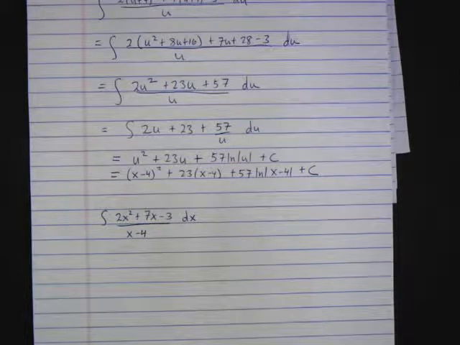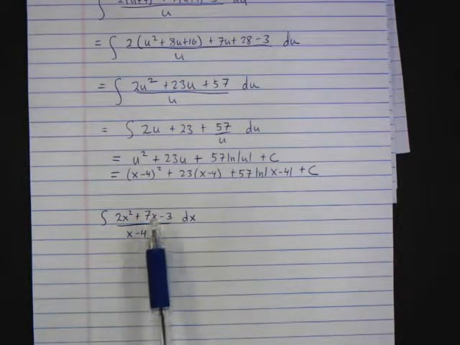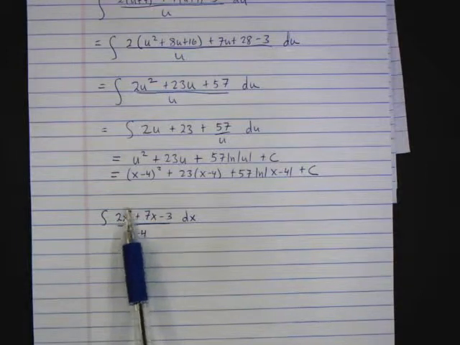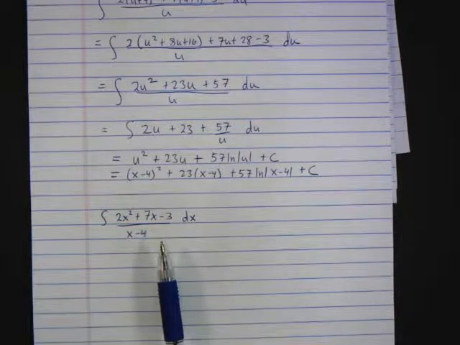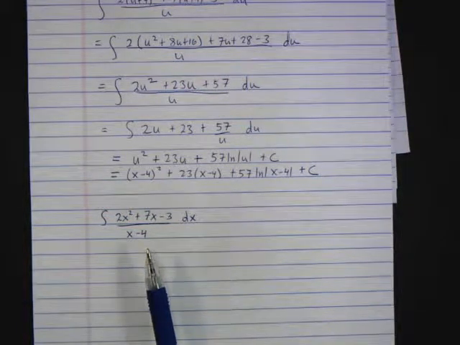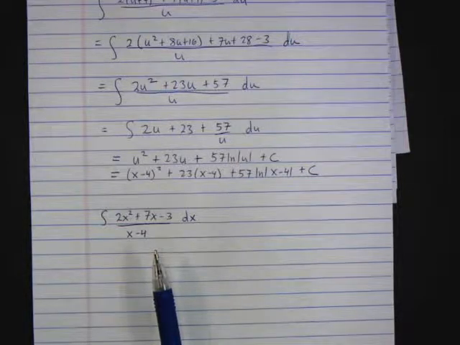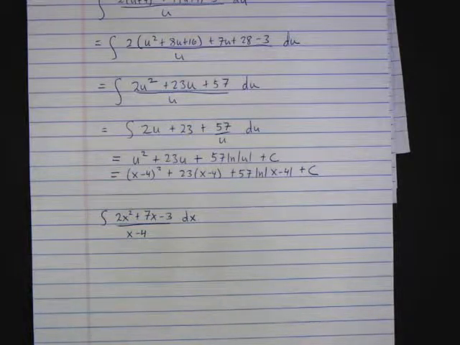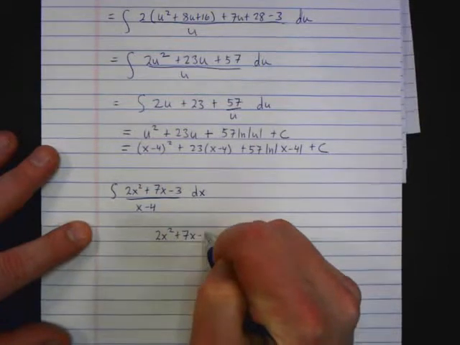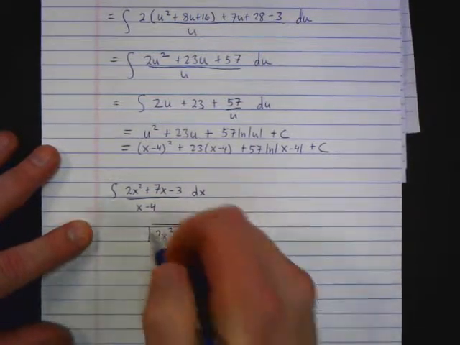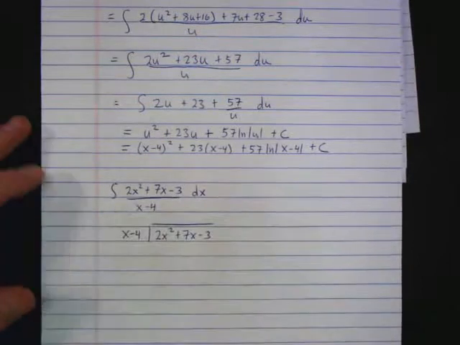Okay, here's a slightly easier way to do this problem, I think. Generally what we do when we notice that we have a polynomial divided by polynomial, and the polynomial on top has a bigger power, is we divide. We do the polynomial division. Anybody remember how to do polynomial division? Well, you divide polynomials just like you divide numbers. So I'm going to write 2x squared plus 7x minus 3, and I'm going to divide by x minus 4.